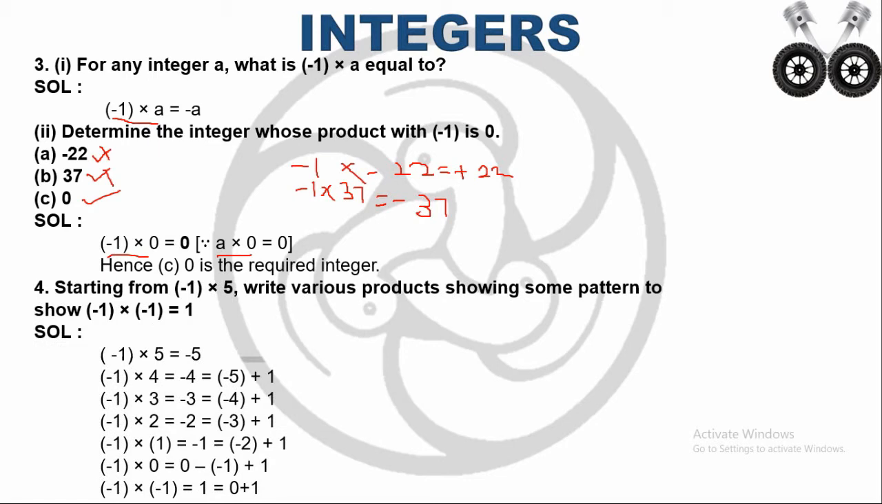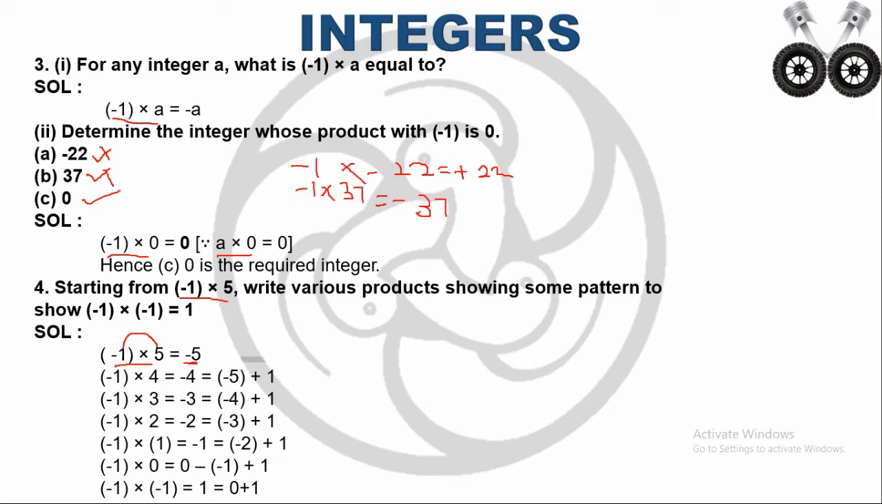And then question number 4: starting from minus 1 into 5, write the various products showing some pattern to minus 1 into minus 1, which is equal to 1. So I have to start writing from minus 1 into 5. Minus 1 into 5, I get the answer as minus 5. Any number multiplied with 1, we will get the same number 5. And these two integers have different signs, so I have to put the sign as minus 5.